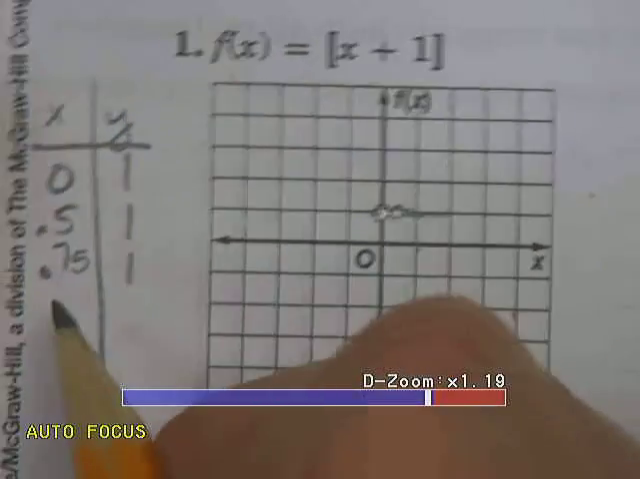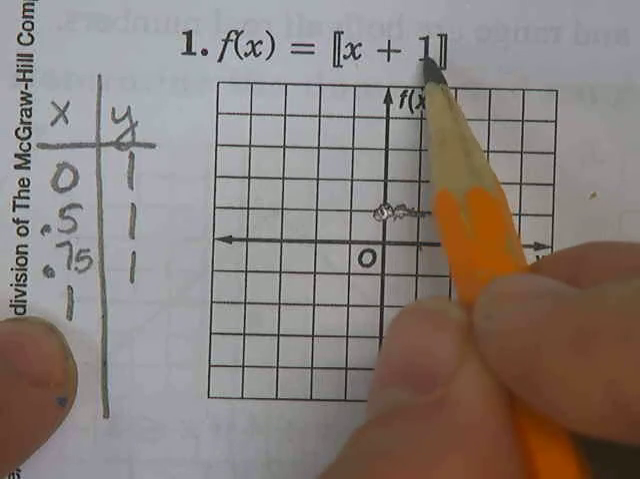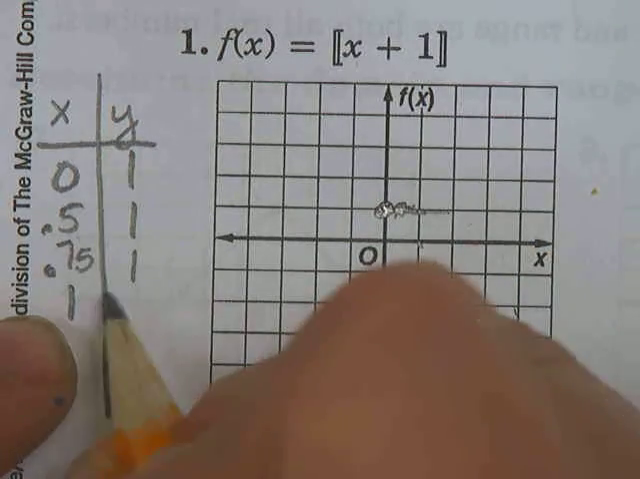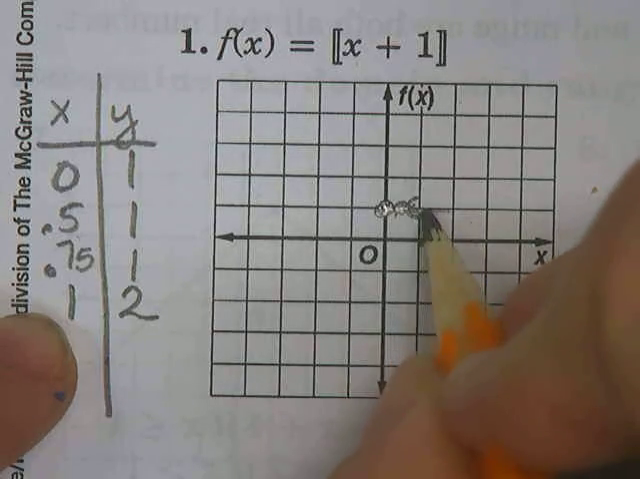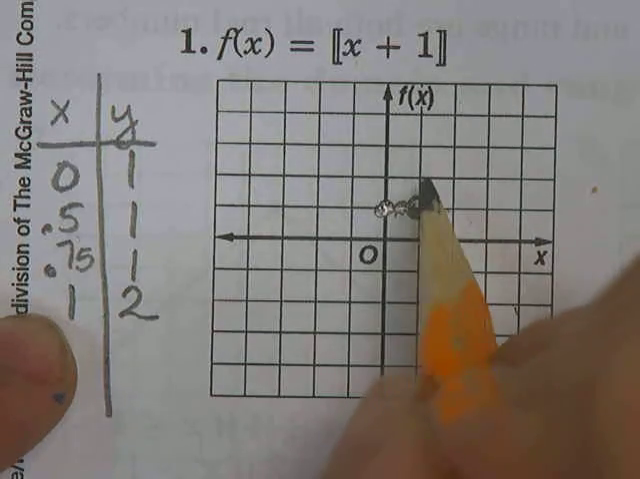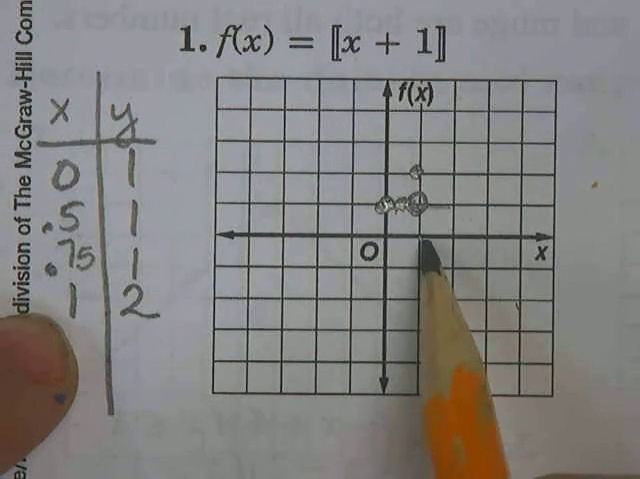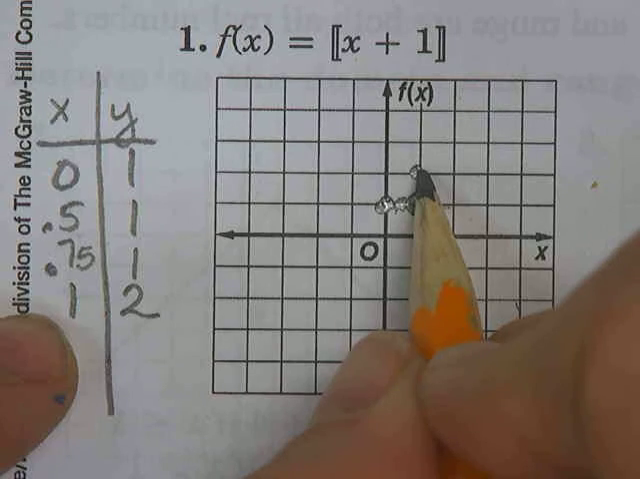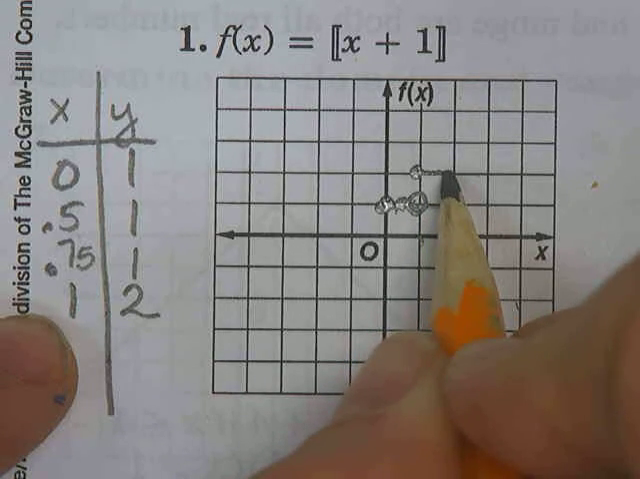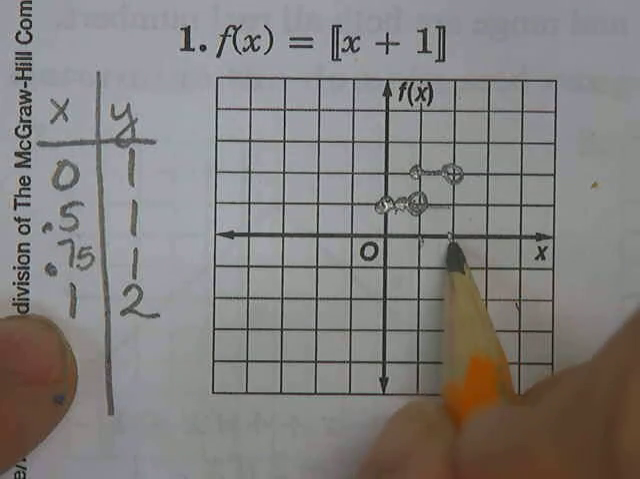As soon as we get, when x is 1, 1 plus 1 is 2. The greatest integer less than or equal to 2 is 2. So that's where we're going to put an open circle right here, and we're going to jump up and plot the point 1, comma 2. Then it's going to stay at 2 all the way until you get right here.